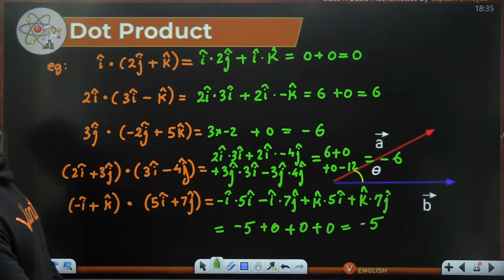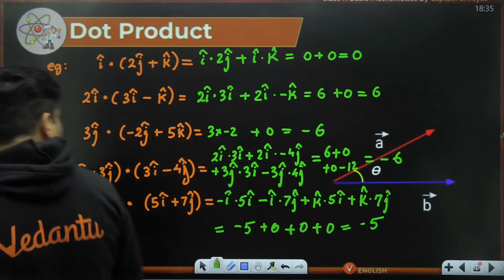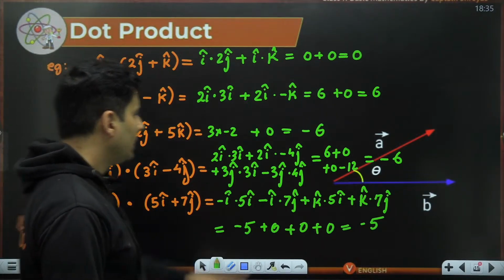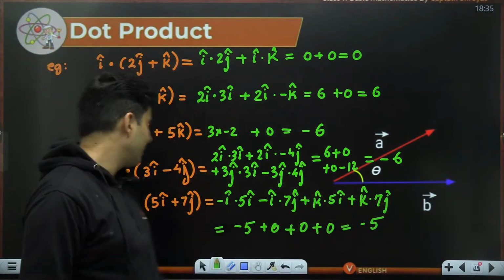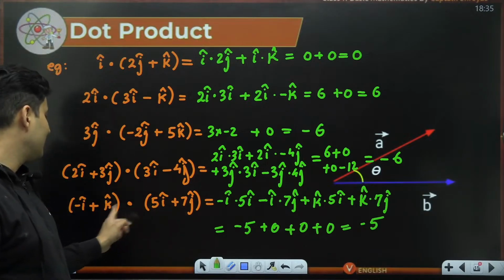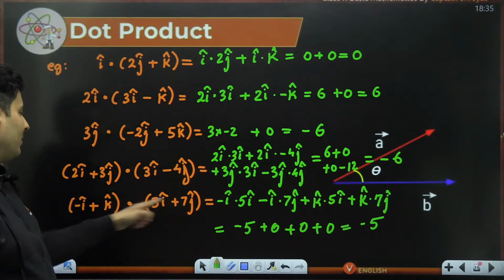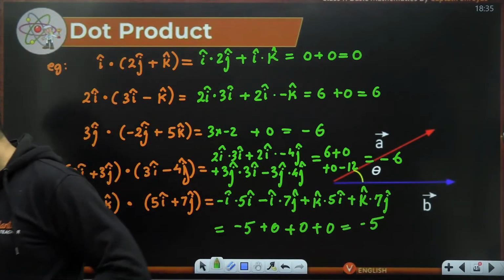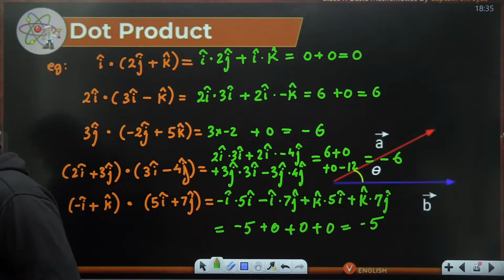All right. Last one is not 0. Why not? It's k dot j. K and j are perpendicular. This is not j and j. Be careful. This is k cap and this is j cap. Is that okay?